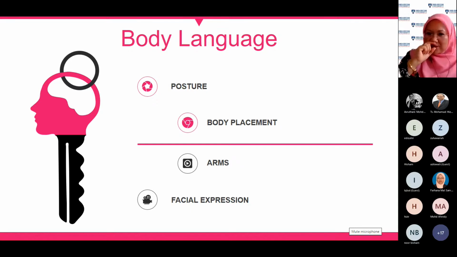And next one is facial expression. Now, smiling is very important. I often get people telling me to keep smiling, because sometimes we tend to forget to smile, especially when we feel so nervous, or we want to deliver something that feels very important, and we feel that we need that serious mode. We tend to forget to smile to the audience.